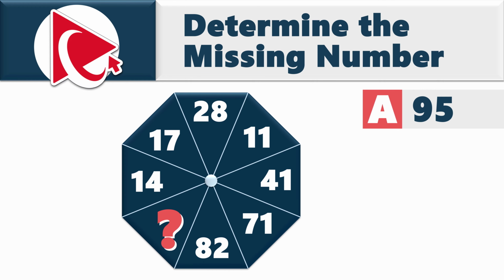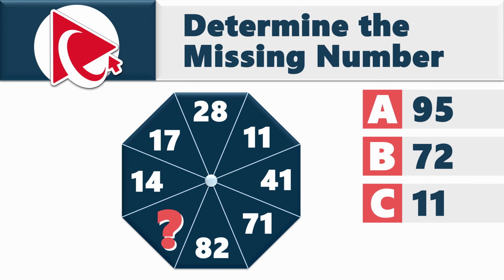Choice A, 95. Choice B, 72. Choice C, 11. And last but not least, choice D, 10. Take a close look to see if you can come up with the answer.